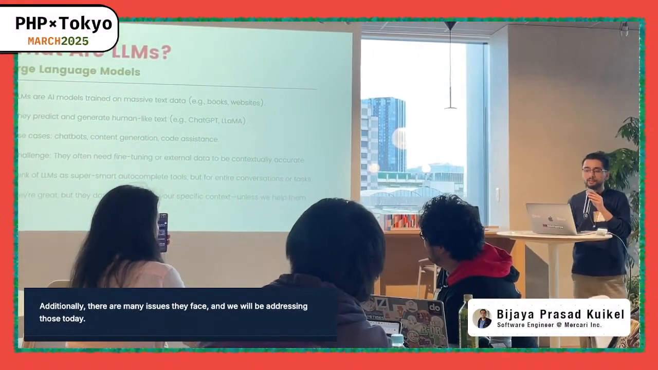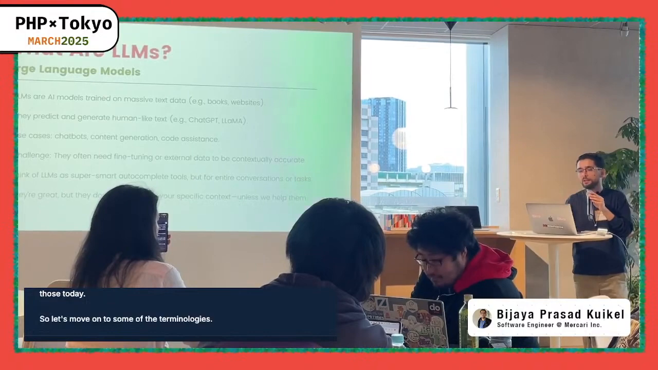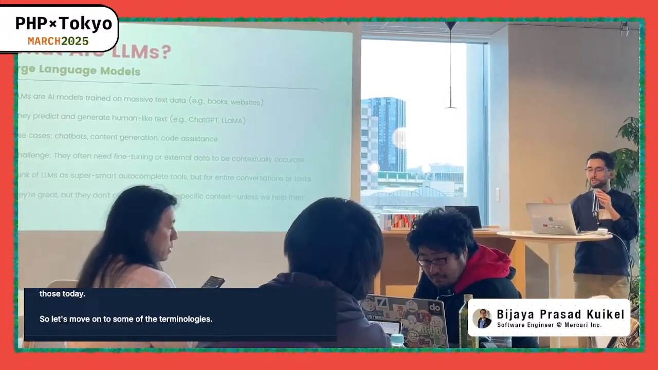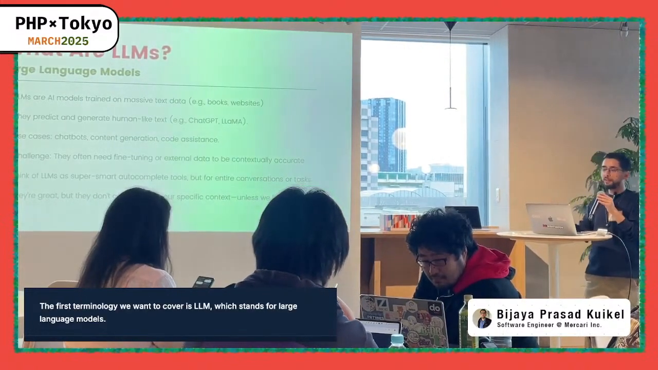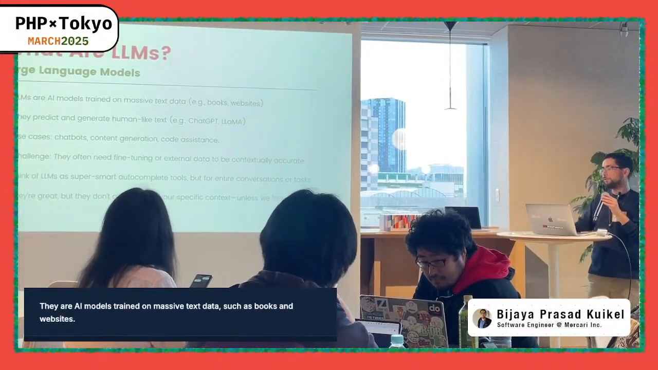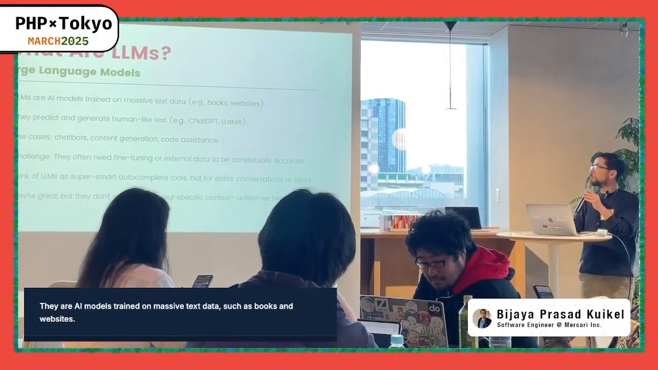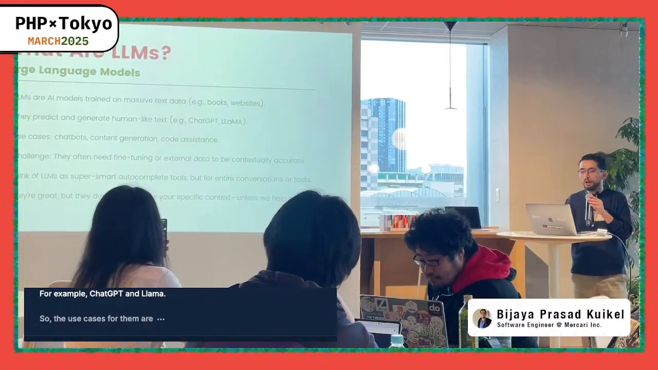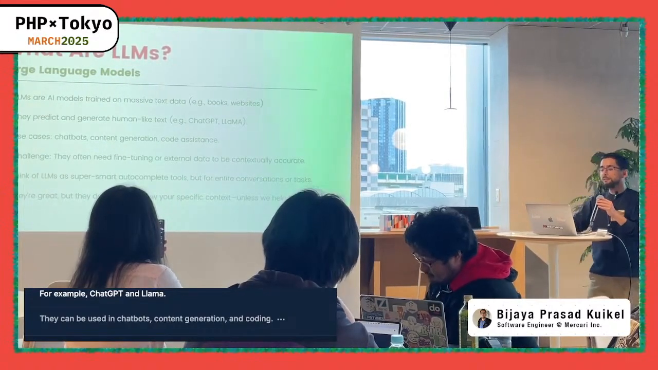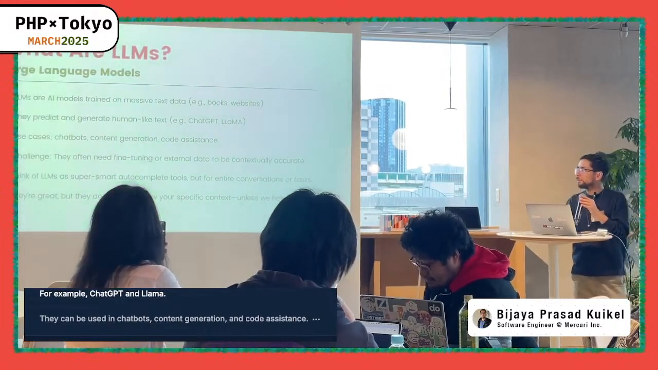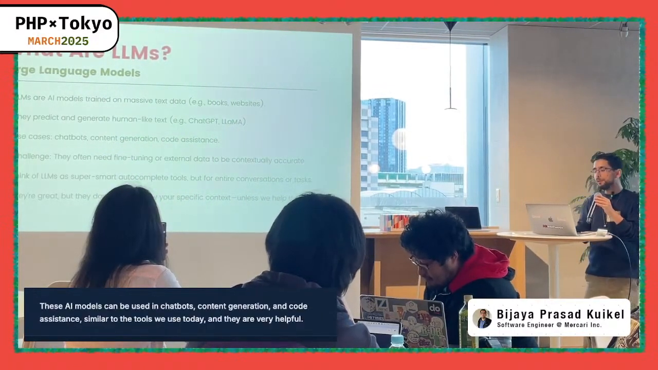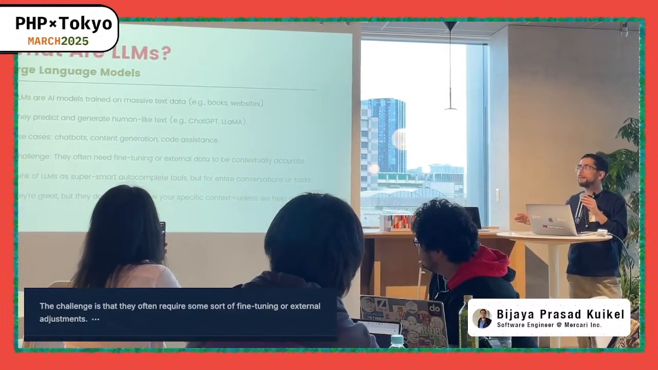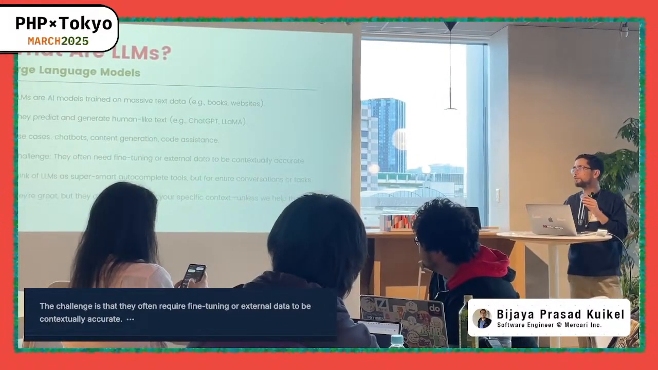The first terminology that we want to cover is LLM, basically large language models. They are AI models which are trained on massive text data, maybe books, websites, or anything. They can predict and generate human-like text, for example, ChatGPT, Llama, etc. The use cases: they can be used in chatbots, content generation, and code assistants, like we are using with different tools these days, and they are very helpful. But the challenge is that they often need some sort of tuning or external data to be contextually accurate, because they are fed on certain data, and that data needs to be regularly updated. So that is a kind of challenge.